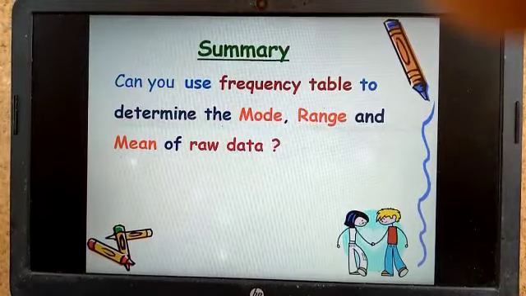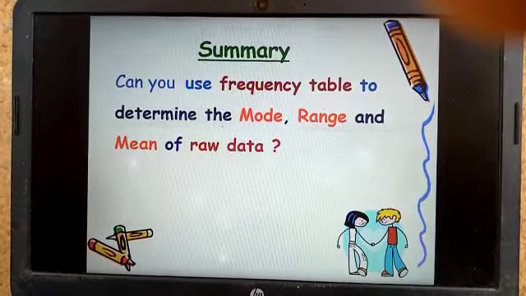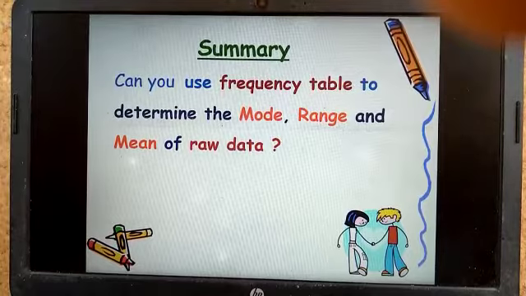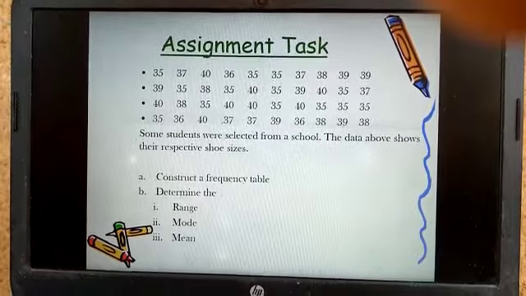Now, in summary, can you use frequency table to determine the mode, range, and mean of raw data? I know you can. I know you can. So take this as your assignment. Make sure you do it.